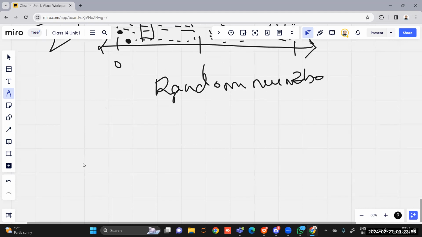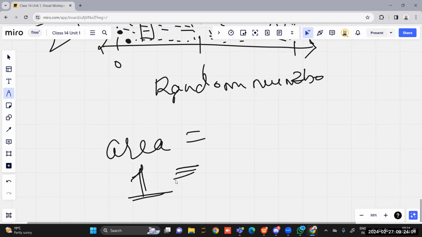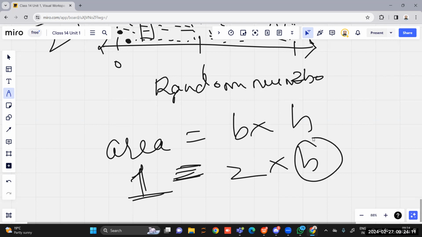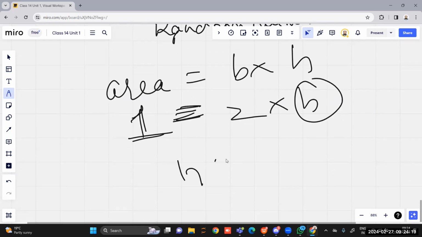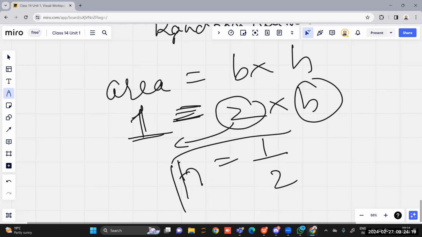Why have we taken height half? Because of the area. What must the area be, Zaid? 1? Yes or no? Area must be 1. So the area formula is base into height. What's the base? Base is 2, I think, into height. Yes or no? So height will be, since this 2 is in multiplication here, it will go to this side into division. So it will be 1 by 2. So height is half.